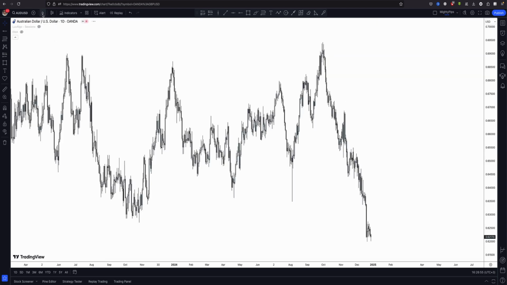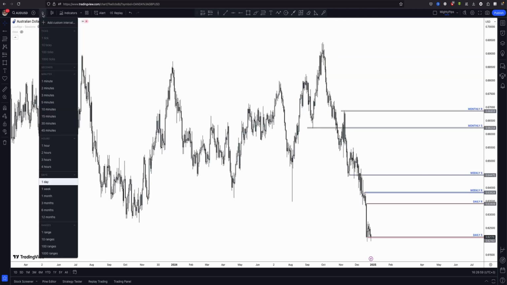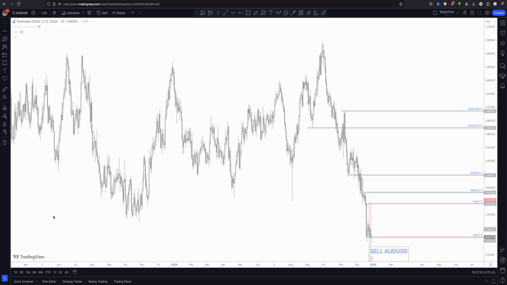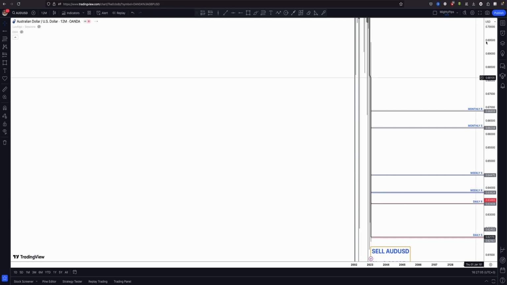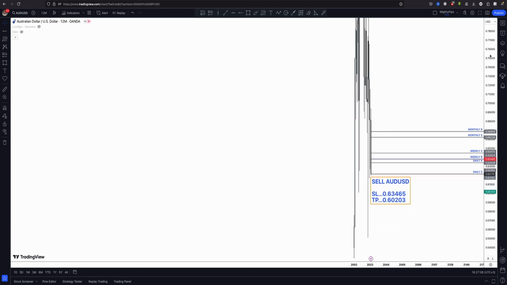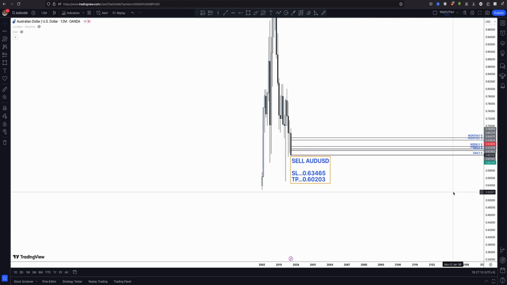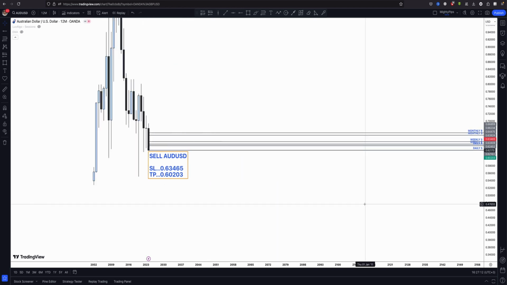AUDUSD, I gave you this trade setup like a month ago. Right now we are still even in a trade. We are still in a trade on AUDUSD, but I want you to see what I mean.